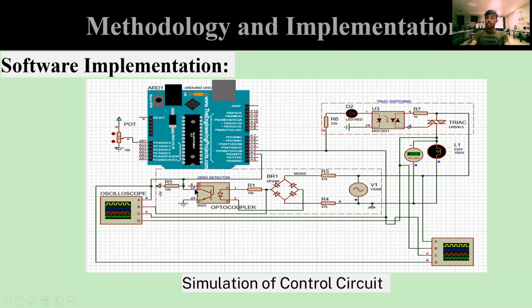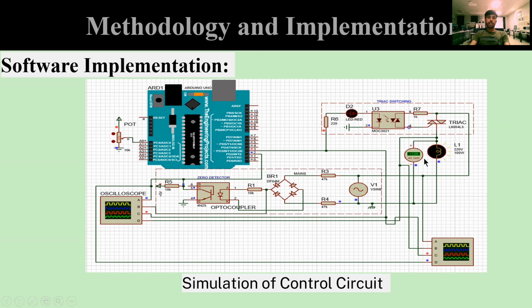Whenever the zero crossing is detected, it will send this signal to the digital pin of the Arduino. The Arduino will sense this signal and generate a pulse to this optocoupler. As the optocoupler is on, it will generate a gate pulse for the gate of the triac. The triac will be on at that instant of time, so our load, our inductor or capacitor, will be switched on at that instant. So this is how this circuit is working.